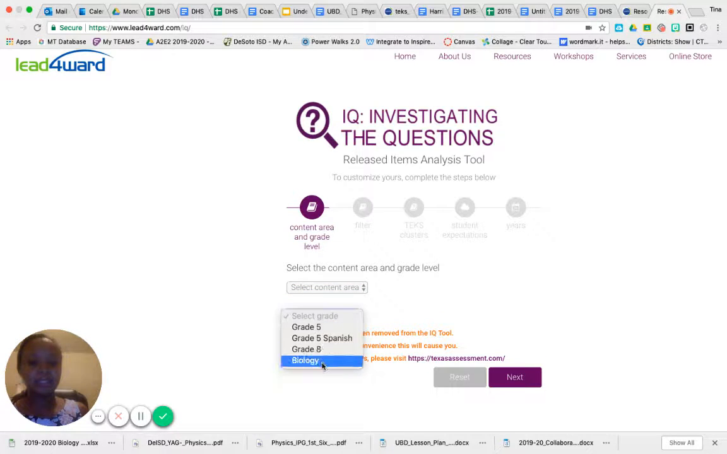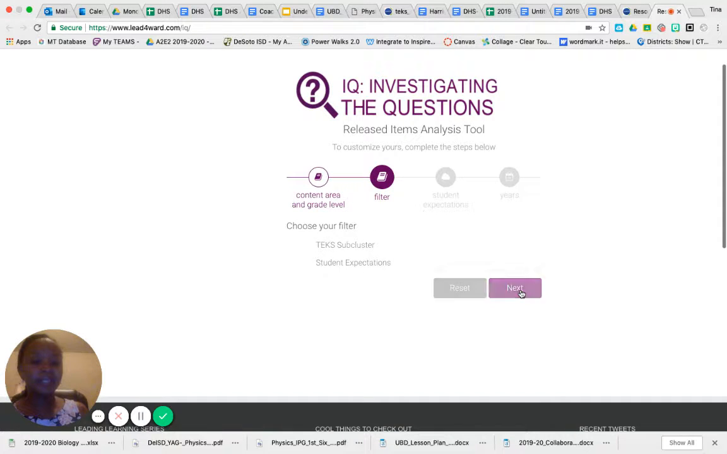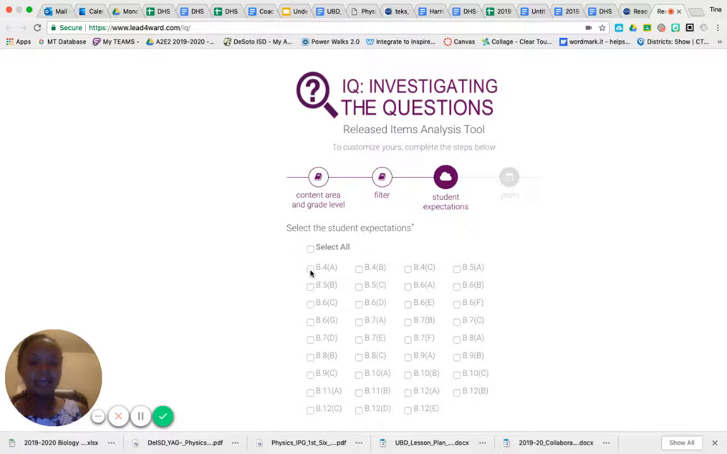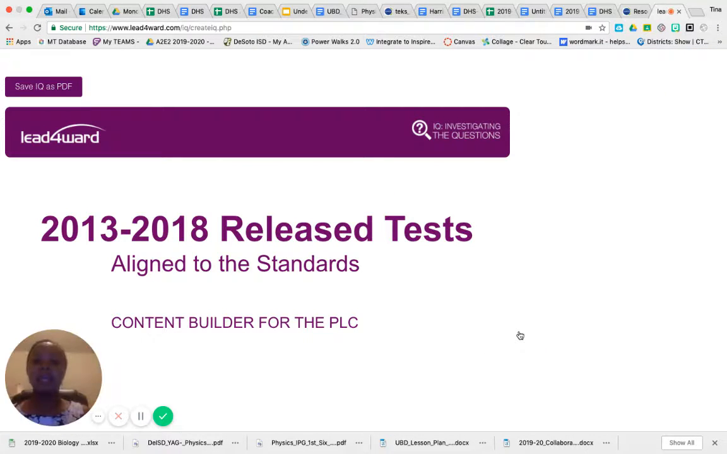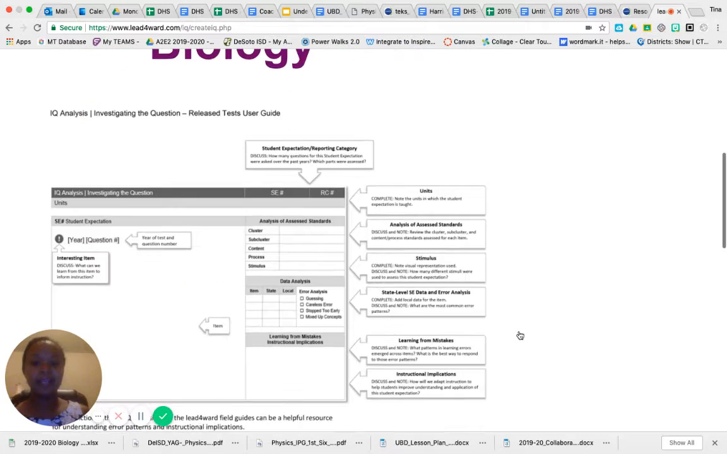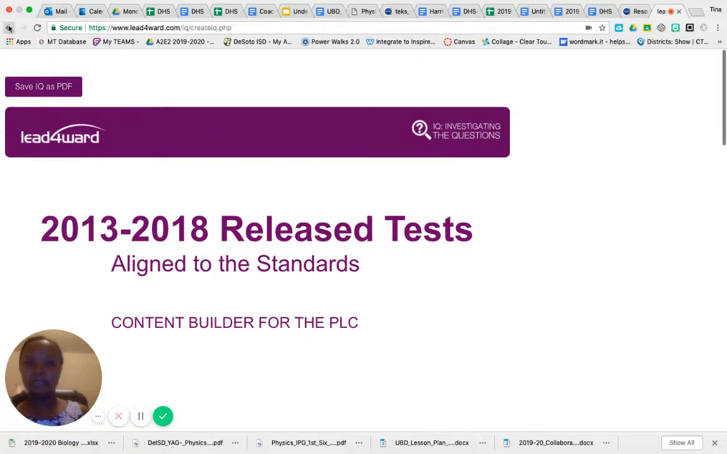This is science, let's say biology. We did this in the last video. Go to student expectations, and I'll pick my SE, whatever it is. Let me just put 4B. And then I will select all the years that they offer, just because I want to see how they tested this particular TEKS every time they tested it, as far back as they can. In this particular case, that's not in there.